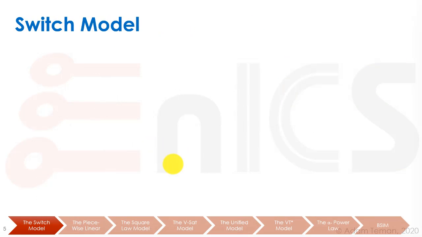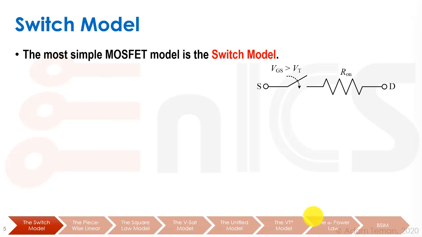So in this lecture, I'm going to go through several of these models, and we are always going to trade off speed or simplicity versus accuracy. You can see down below all of the different models that we're going to overview in this lecture. We'll start with the basic and most simple one, which is called the switch model.